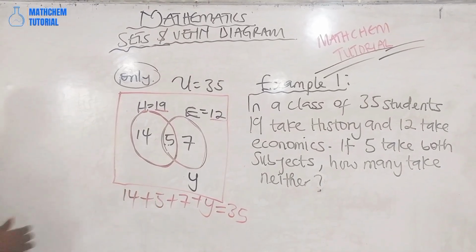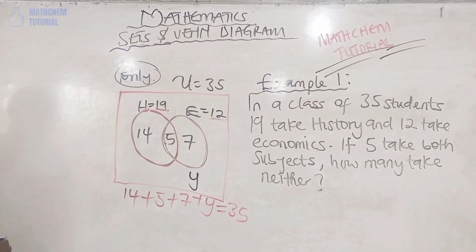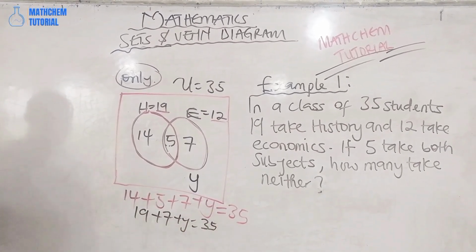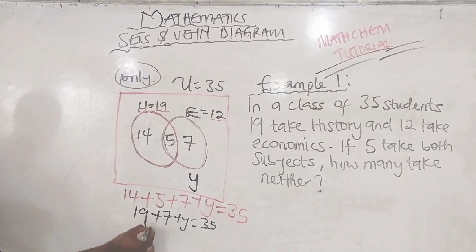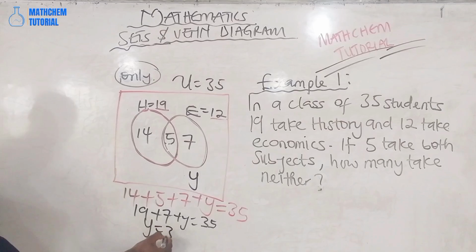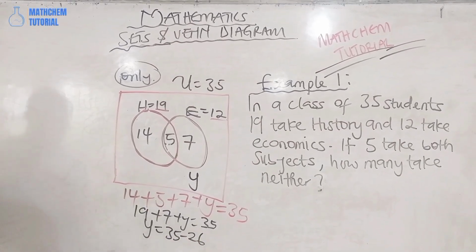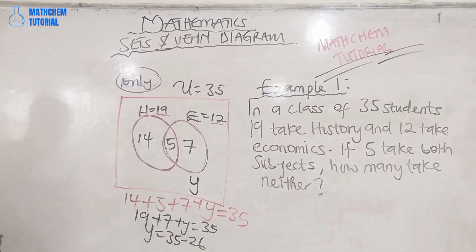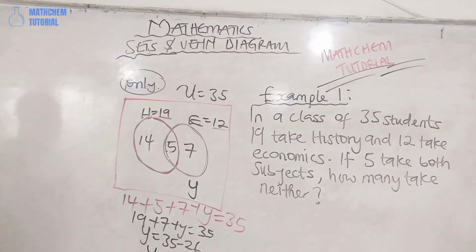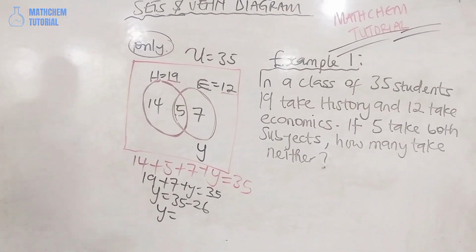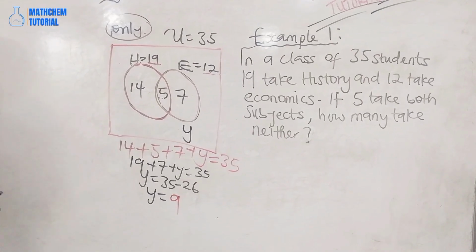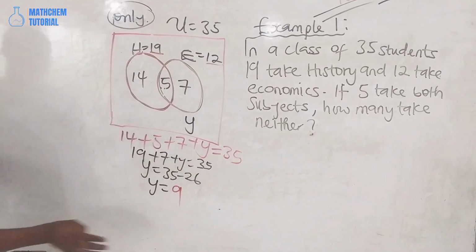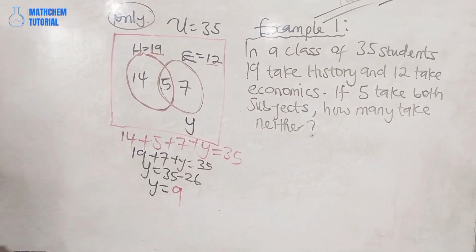So 14 plus 5 gives me 19. So we have 19 here plus 7 plus y equals what? 35. So this plus this gives me 26. So if I collect my like terms, y equals 35 minus 26. I've already summed these values by saying 19 plus 7, that gives me 26. So y is going to be 35 minus 26, and that is what? 9. So 9 students took neither history nor economics nor both. They didn't take any of the subjects, and that is the 9 students we have here.